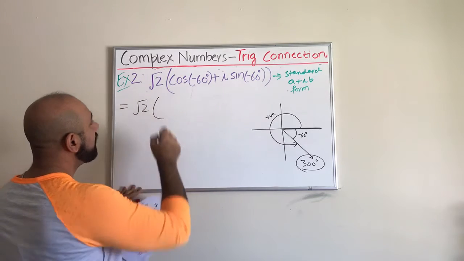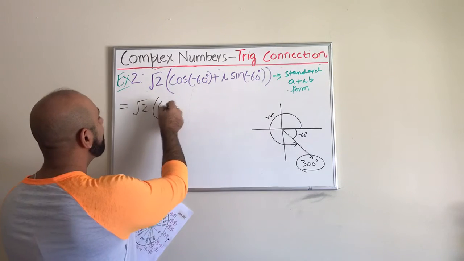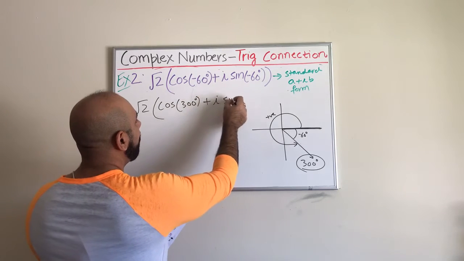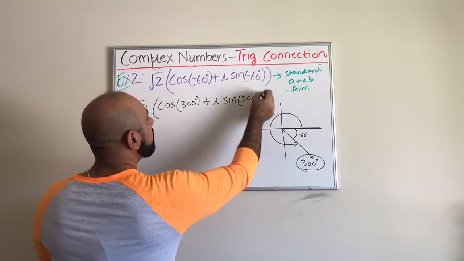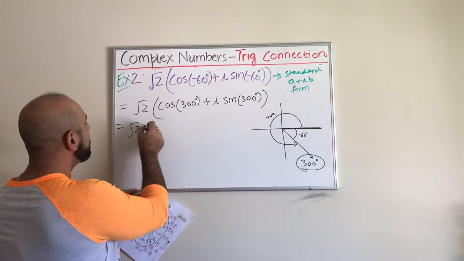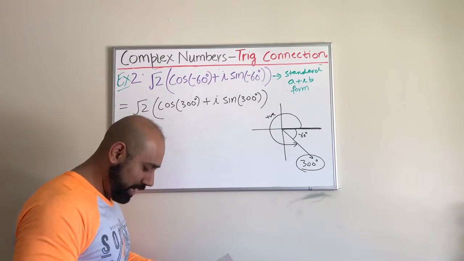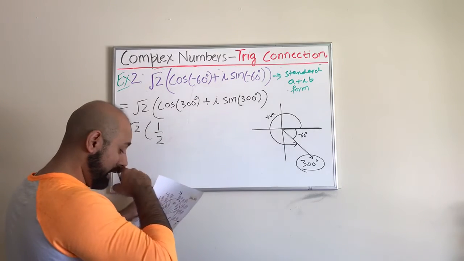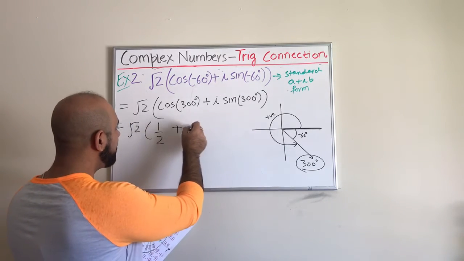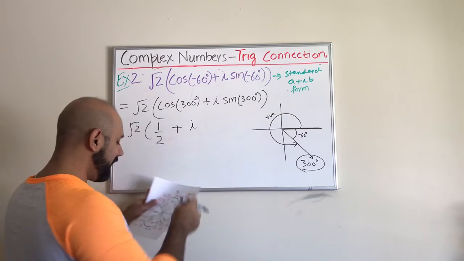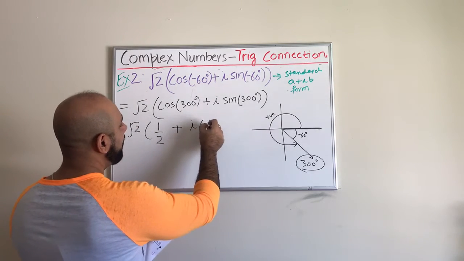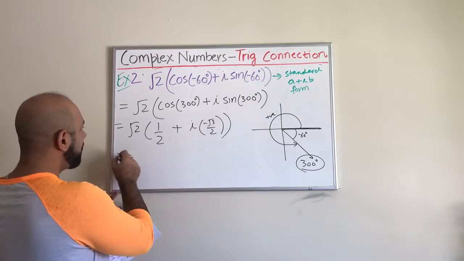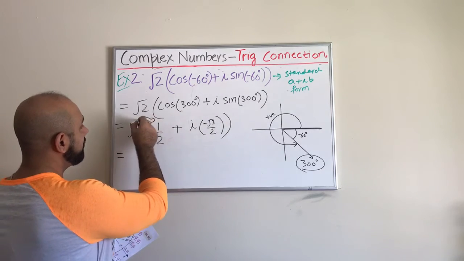It's radical 2 times cosine of negative 60, which is the same as cosine of 300 plus i times sine of 300. Okay, and then from here radical 2 stays, cosine of 300, looking at my unit circle, is going to be 1/2, right? And then what do I have? I have plus i times sine of 300, which is negative radical 3/2. Well, we got to substitute that first.